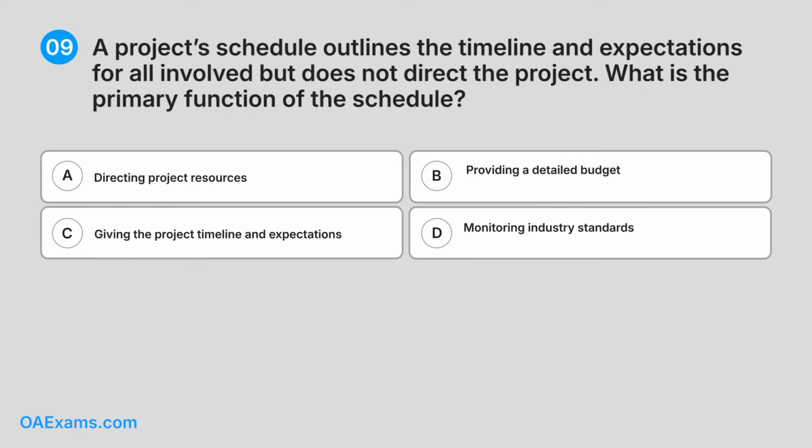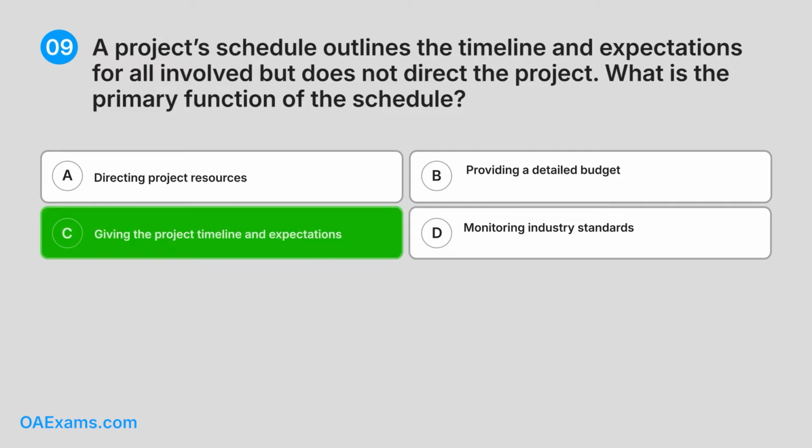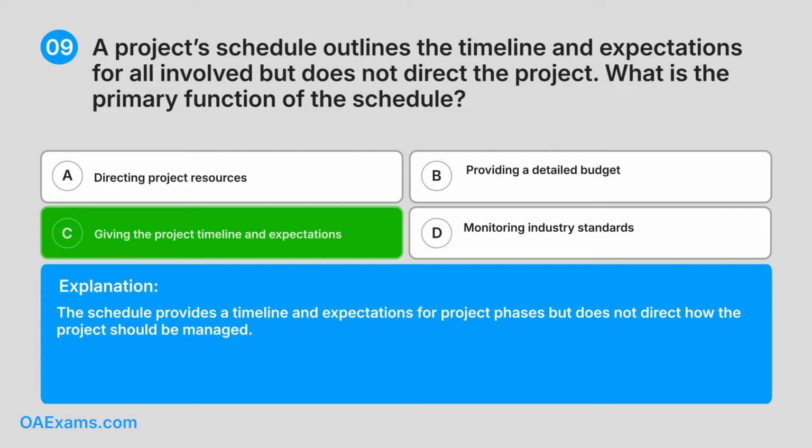9. A project's schedule outlines the timeline and expectations for all involved, but does not direct the project. What is the primary function of the schedule? A. Directing project resources. B. Providing a detailed budget. C. Giving the project timeline and expectations. D. Monitoring industry standards. Can you guess the answer? Correct answer. C. Giving the project timeline and expectations. Explanation. The schedule provides a timeline and expectations for project phases, but does not direct how the project should be managed.